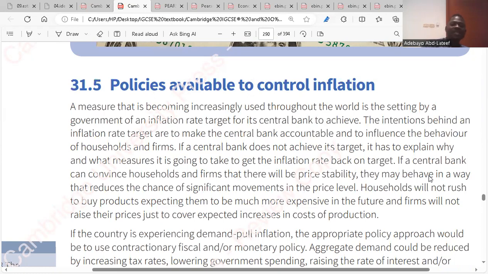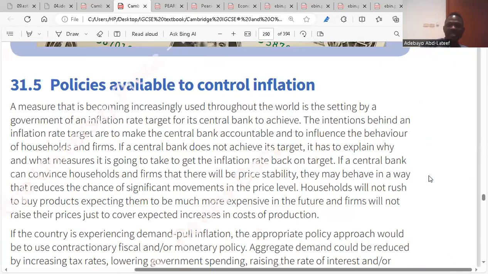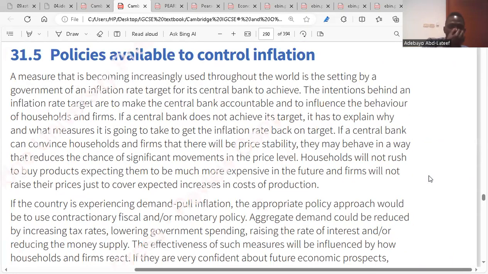So the intention behind the inflation rate targets is to make the central bank accountable and to influence the behavior of households and firms. If the central bank does not achieve its target, it has to explain why and what measures it is going to take to get the inflation rate back on target.